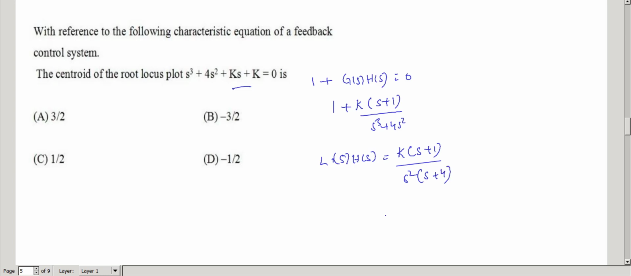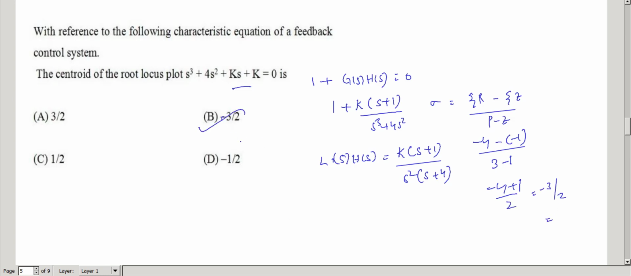So the centroid is nothing but the sum of the real parts of the poles minus the sum of the real parts of the zeros, divided by P minus Z. What is the real part of the poles? Minus 4. What is the real part of the zeros? Minus 1. How many poles are there? 3 poles. How many zeros are there? 1 zero. So minus 4 plus 1 over 2 is minus 3 by 2. So the centroid is minus 3 by 2.